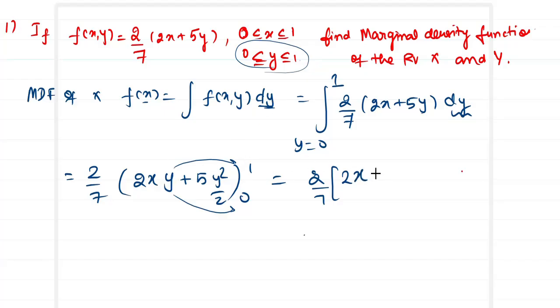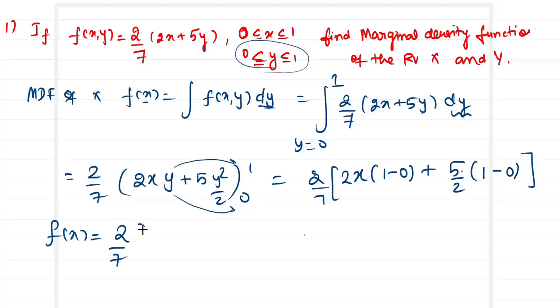So keep your x as such, y takes the upper limit 1 minus the lower limit 0, plus 5 by 2 times of y square, which is going to be 1 square minus 0 square. So my function f of x is going to be equal to 2 by 7 times of 2x plus 5 by 2. We can notice over here that we entirely have a function of the variable x plus that of a constant, and our second variable y has been totally eliminated.